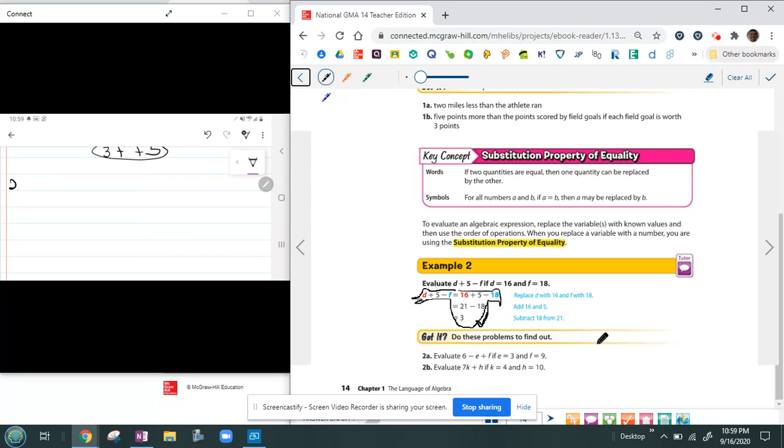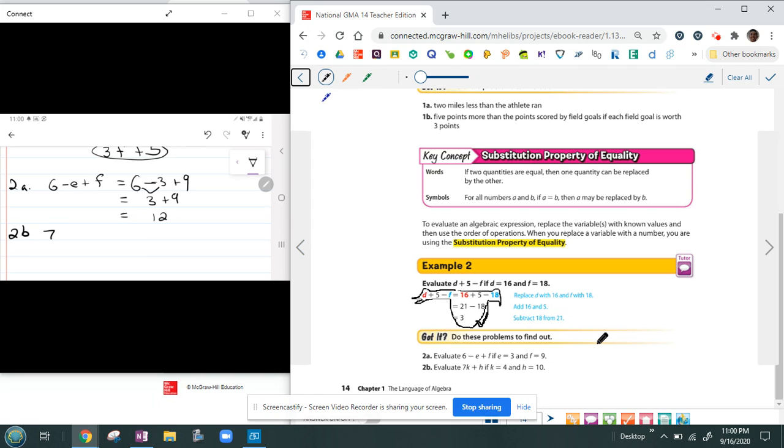All right. Let's go to A. Let's see if I'm going to evaluate that. I'm going to write the original, 6 minus e plus f, and then I'm going to write the same expression, just with everything replaced, all the variables replaced with what they're equal to. So that's going to be minus 3 plus 9. I'm going to do my addition and subtraction left to right. So I do that first. I get my 3 plus 9 equals, there we go, 12. All right. So I evaluated that expression.